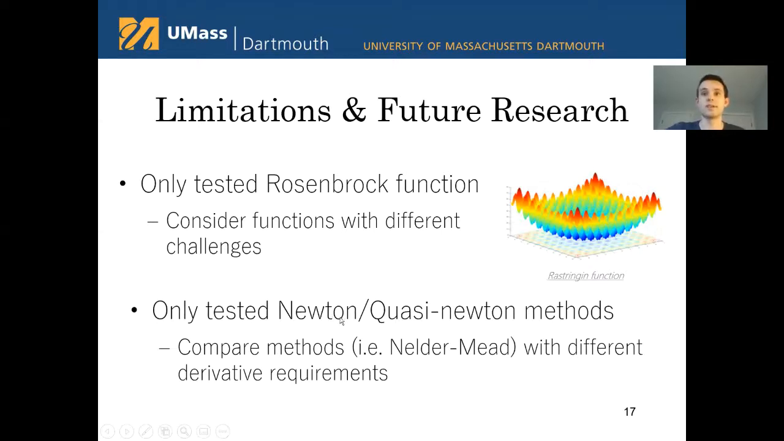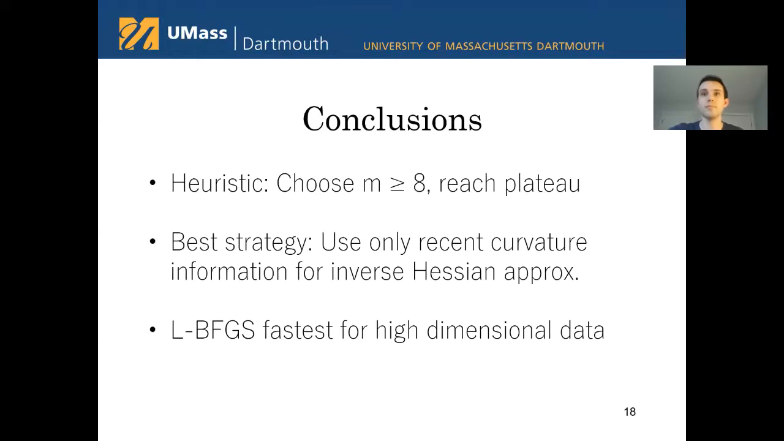We also only tested the Newton and quasi-Newton methods. It would be a good idea, when we use other functions, to also compare different methods, such as Nelder-Mead, which doesn't even require any derivative information, in order to figure out what sort of conditions L-BFGS works best in compared to other methods that are maybe a little bit more exotic than Newton's and don't require the Hessian.